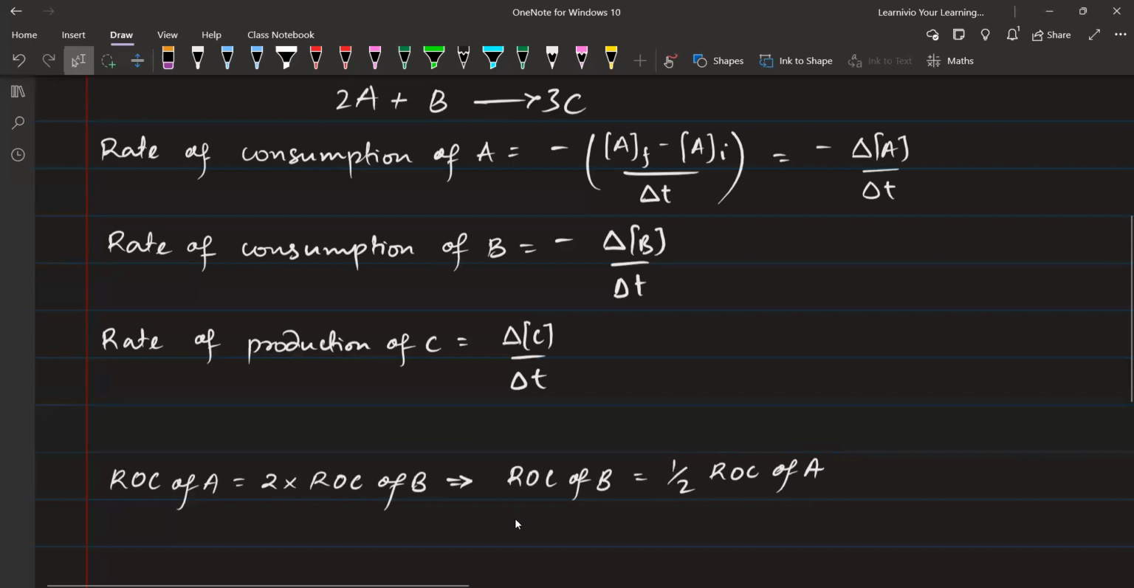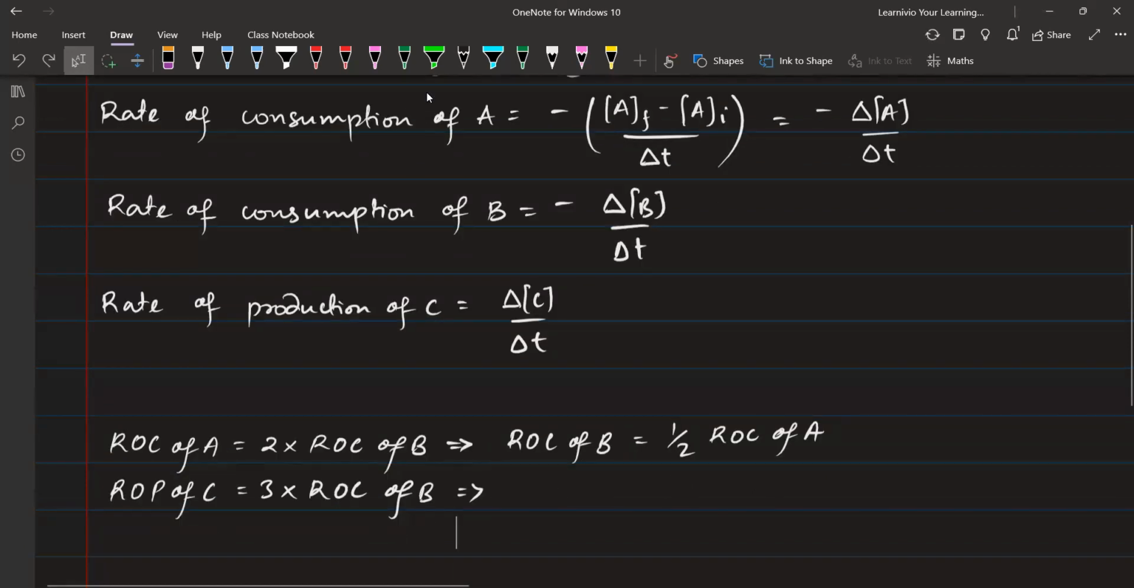Similarly, I can say that the rate of production of C is equal to 3 times the rate of consumption of B. If all of B is consumed, 3 moles of C will be produced. So I can say the rate of consumption of B is 1/3 the rate of production of C.